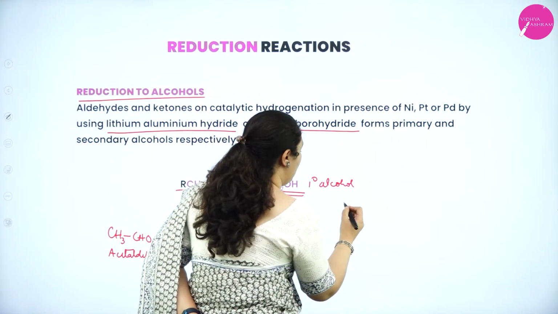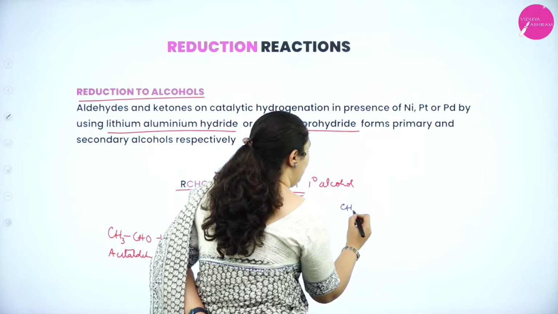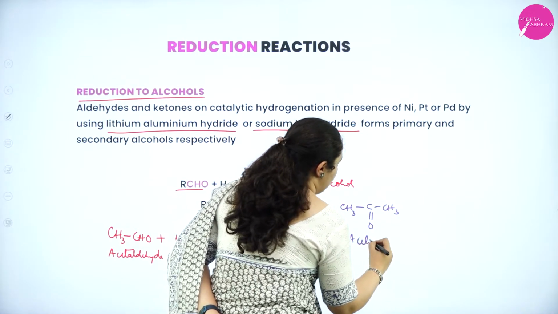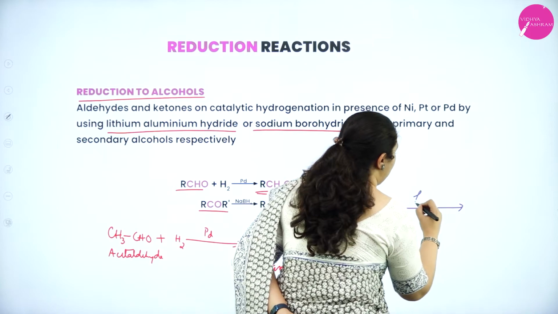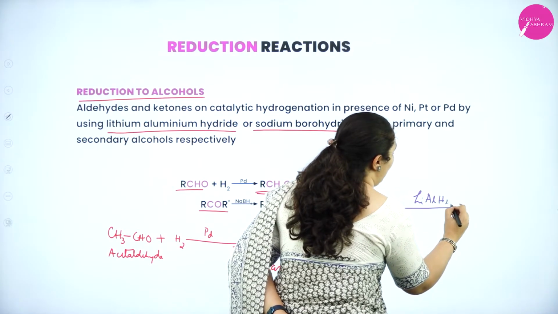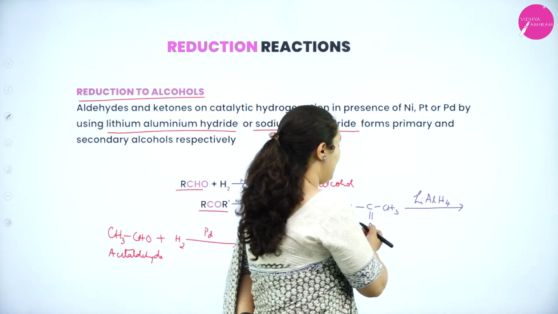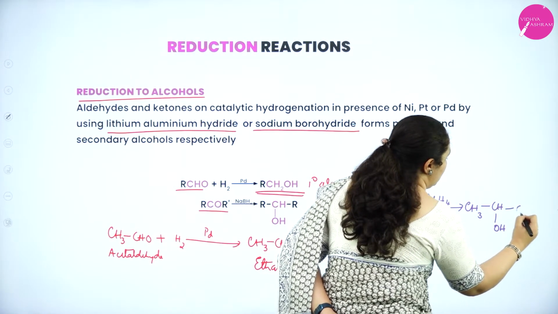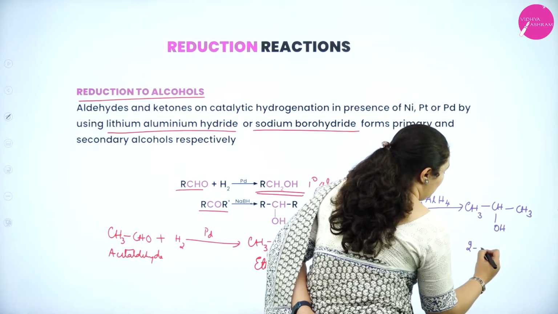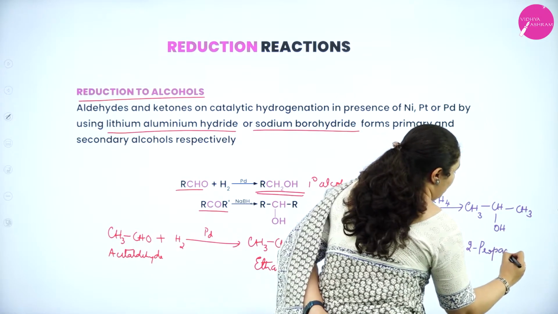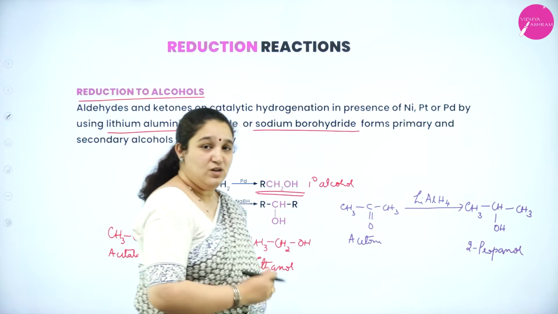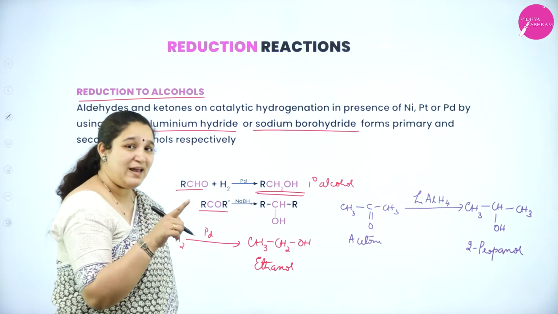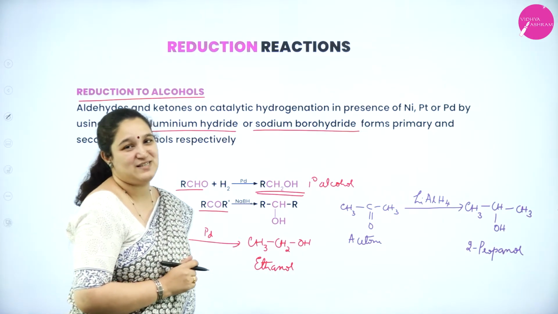So I shall write the example for secondary alcohol. For production of secondary alcohol, I'll take CH3, C double bond O, CH3. What is this? This is acetone. In the presence of, I can take for example lithium aluminium hydride, or I can take sodium borohydride. Okay, what we'll get? CH3CHOHCH3. So I'll get 2-propanol. Okay, so this is the reduction of aldehydes and ketones to get a primary alcohol and a secondary alcohol respectively.